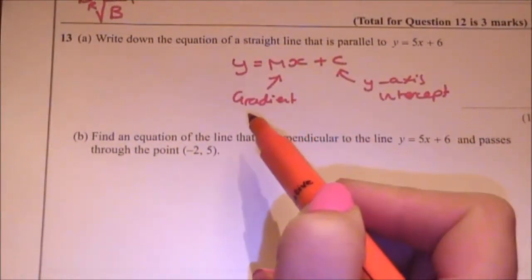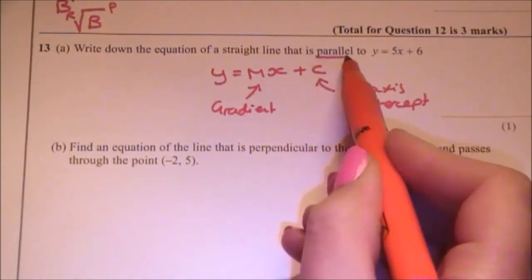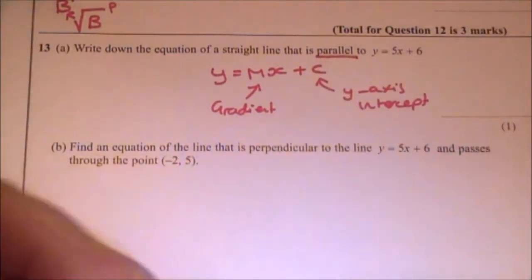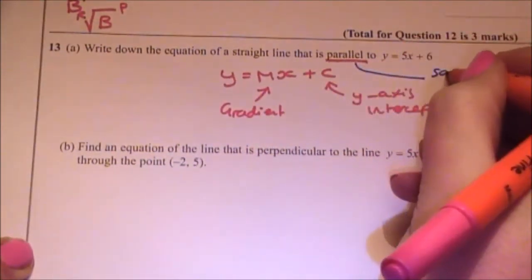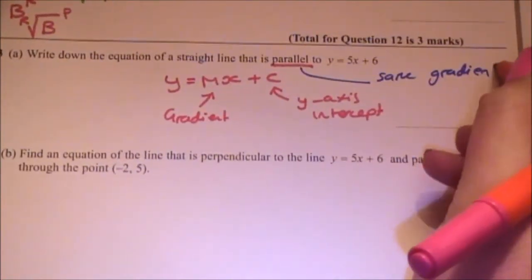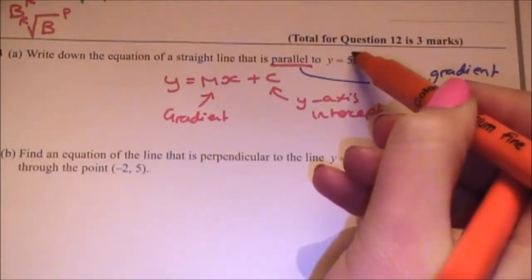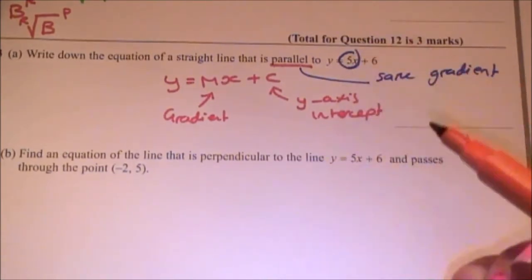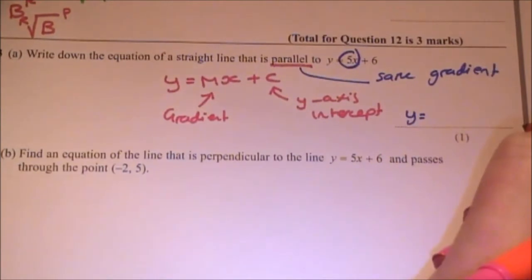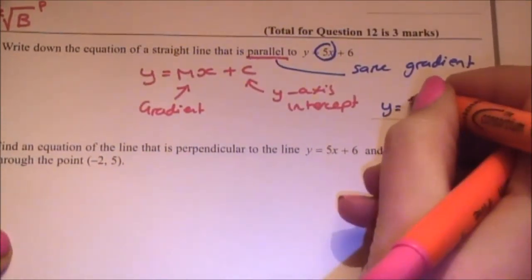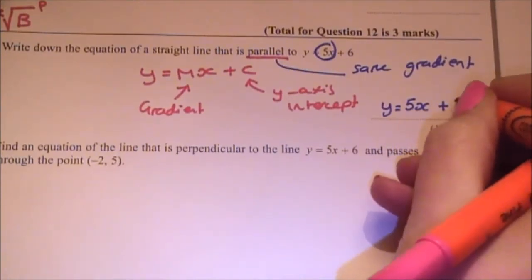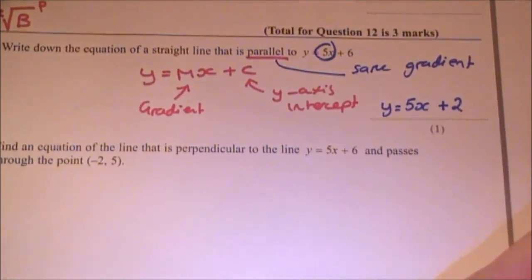So the fact that they're asking you to write down an equation that is parallel, that means that it has to have the same gradient. And as we can see, the gradient is actually 5. So I need any equation that has a 5x in it. So I'm going to go for y equals 5x, add, and I can have any number here. I'm just going to go for 2.